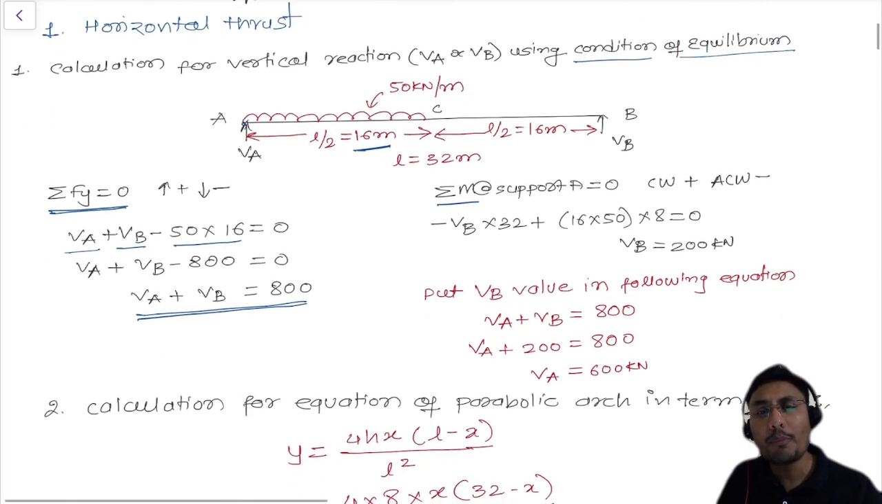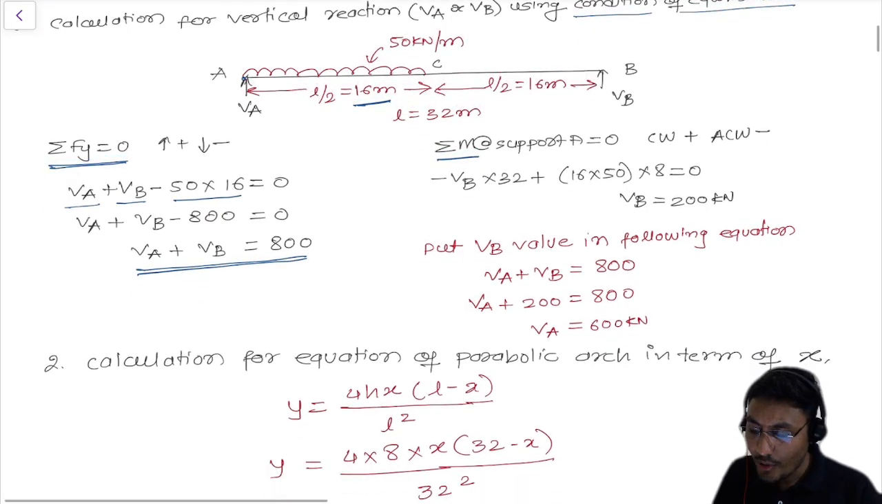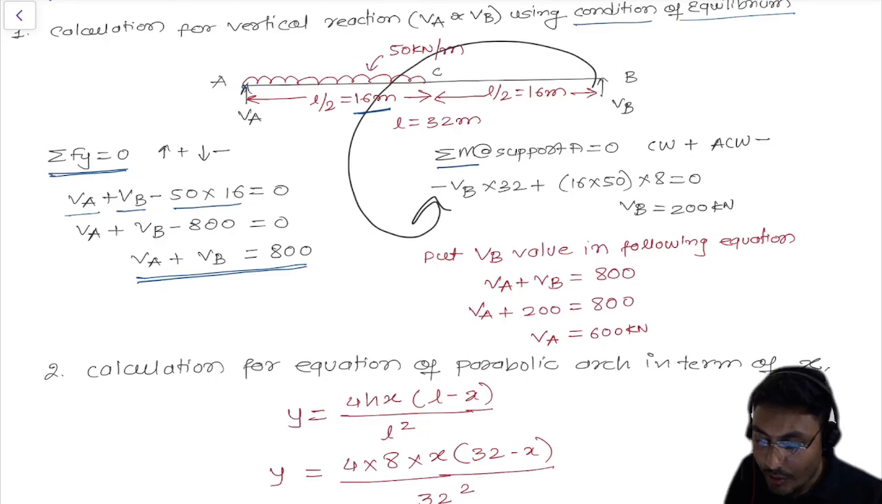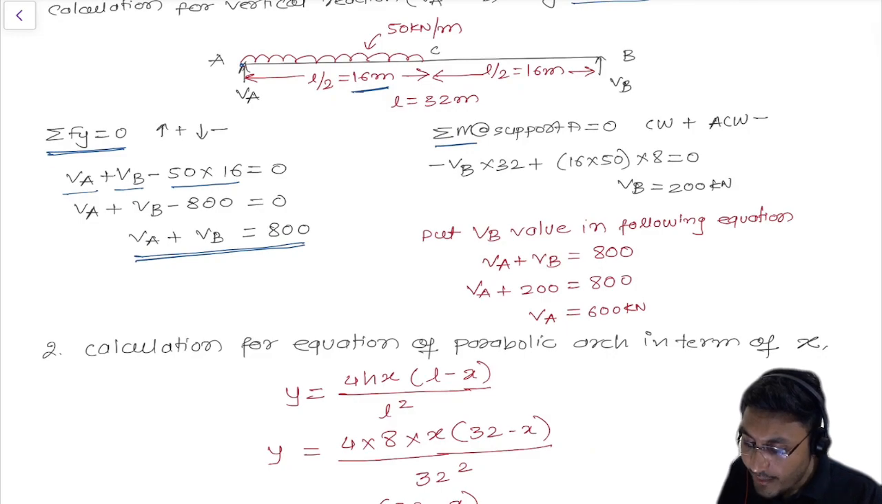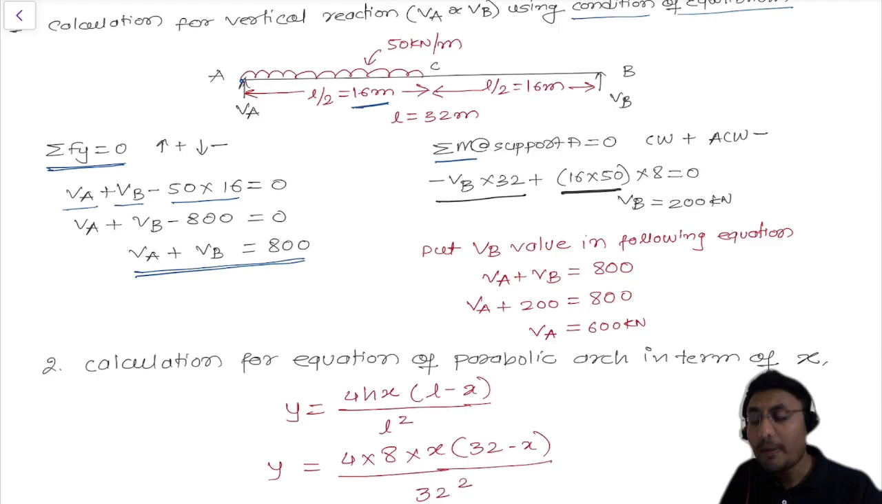Consider clockwise as positive and anti-clockwise as negative sign convention, right? VB will act as anti-clockwise. So what will happen is minus of VB into 32 plus, now we have the point load 50 multiplied by 16, right? So 50 multiplied by 16 multiplied by 16 divided by 2, which is 8.